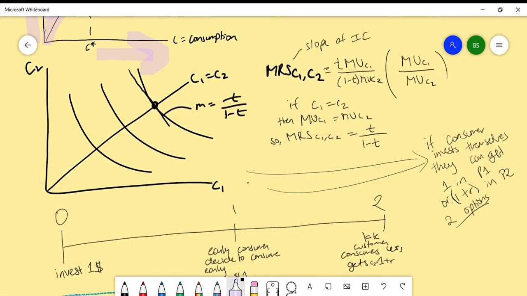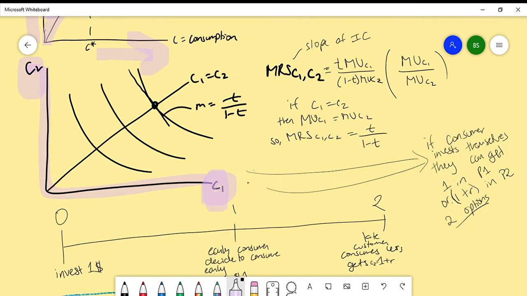Another graph we're going to be looking at is the indifference curve graph. There's so much stuff here. Basically, this indifference curve tells you how much you would give up of one for the other, so how much you value one for the other. How much do I value my late consumption for my early consumption?